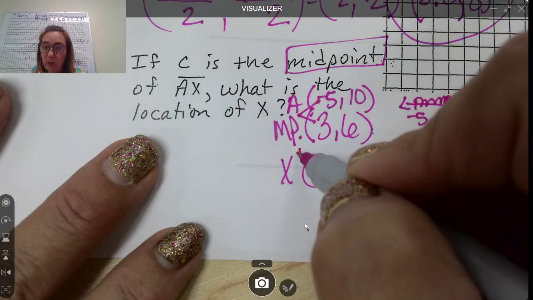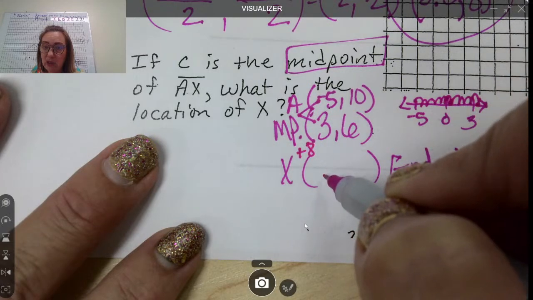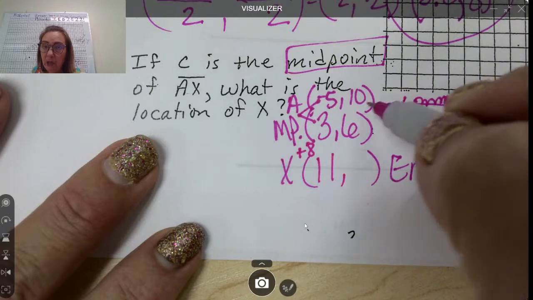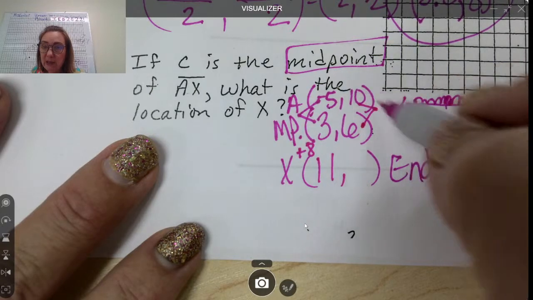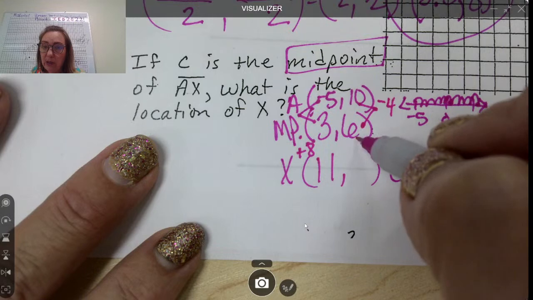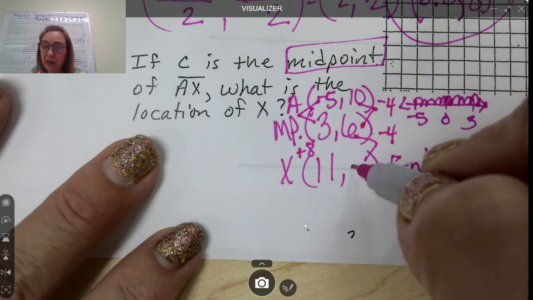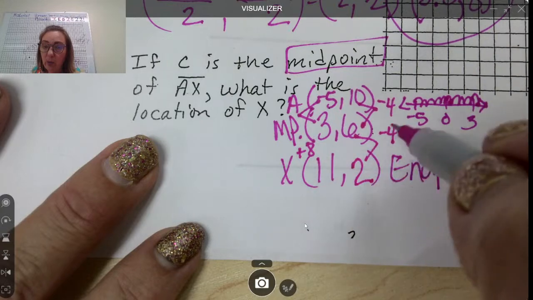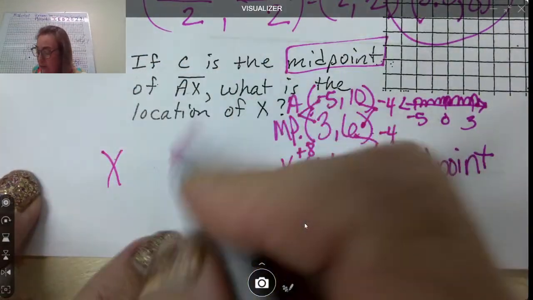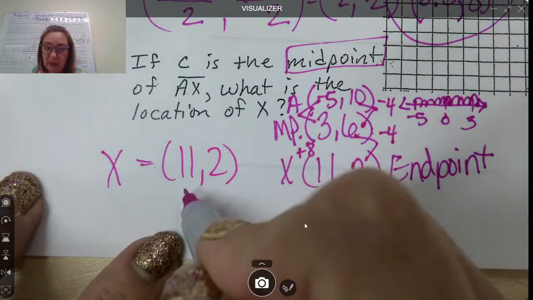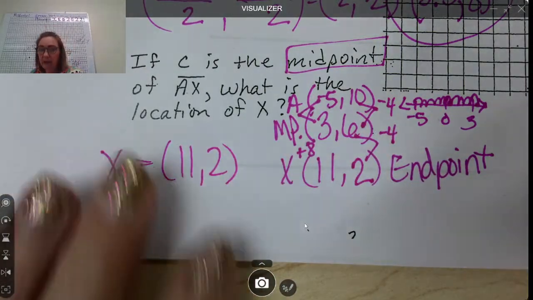So right here, we're going to add 8 to 3 to get our next point. So 8, 9, 10, 11. This would be 11. What do we do from 10 to get to 6? Well, that's subtracting 4. So we would subtract 4 right here. 6 minus 4 is 2. So our new point, X, is 11, 2. Okay?